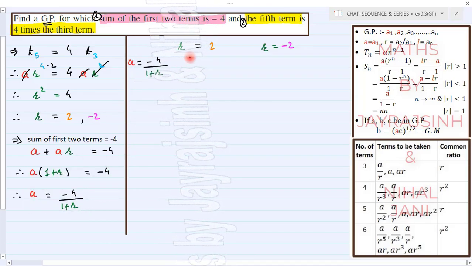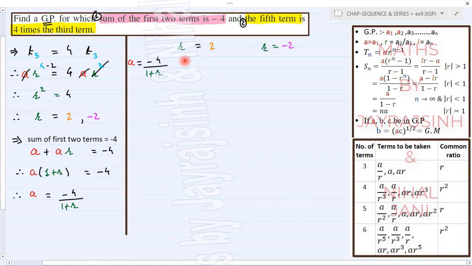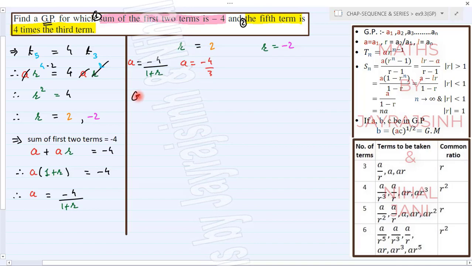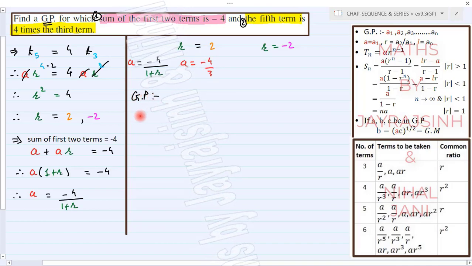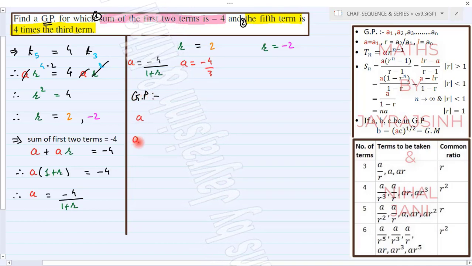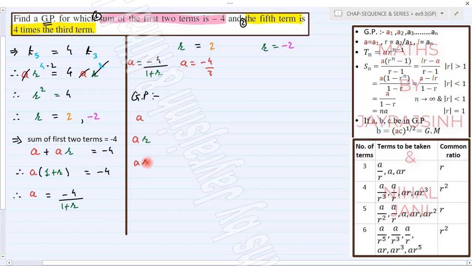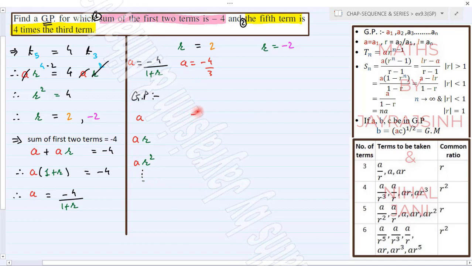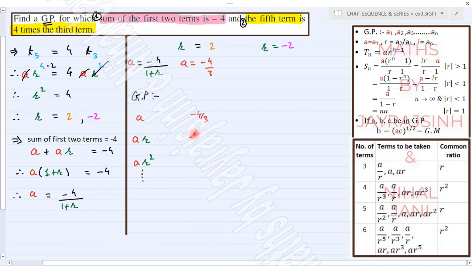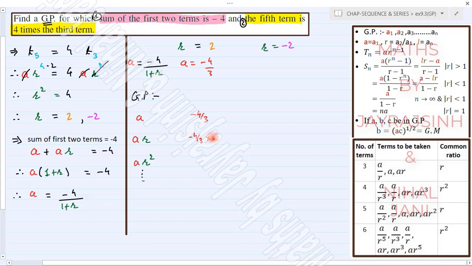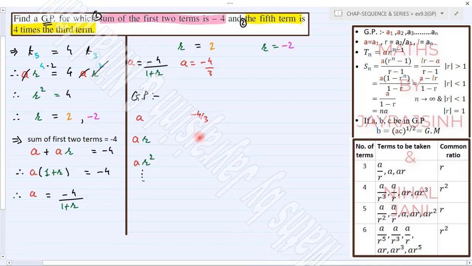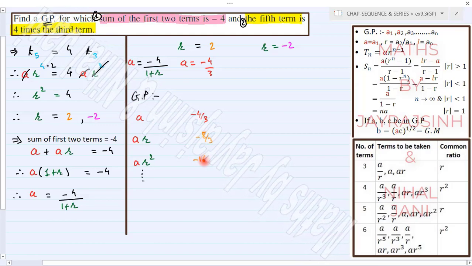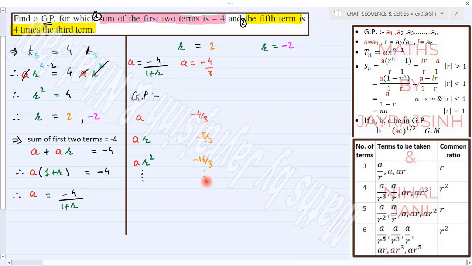So in the first case, r equal to 2, you will get a = -4 upon 3, and the terms of GP are given as a, ar, ar^2, and so on. So your first GP must be -4/3, into 2 will give us -8/3, then -16/3, and so on.